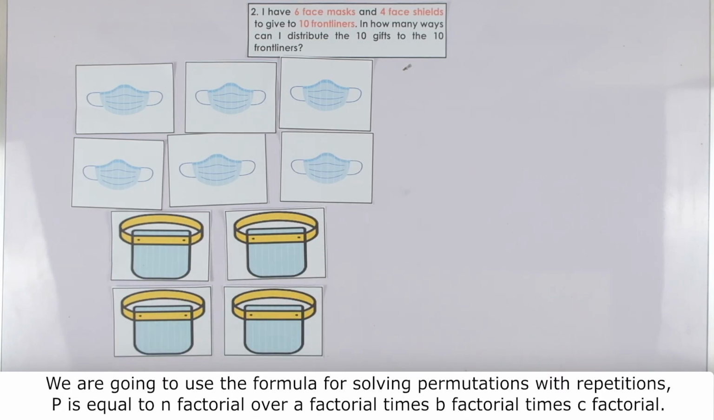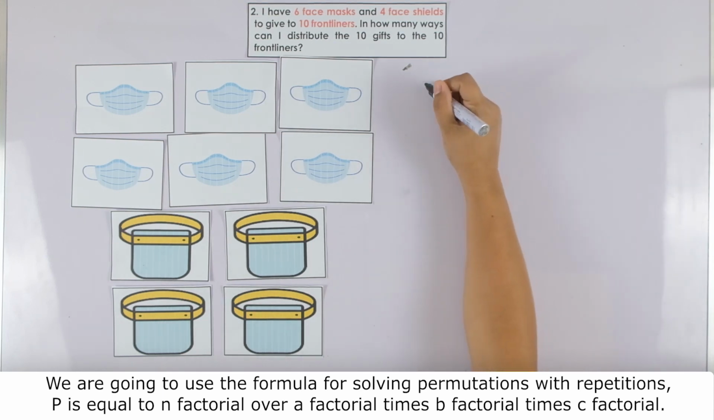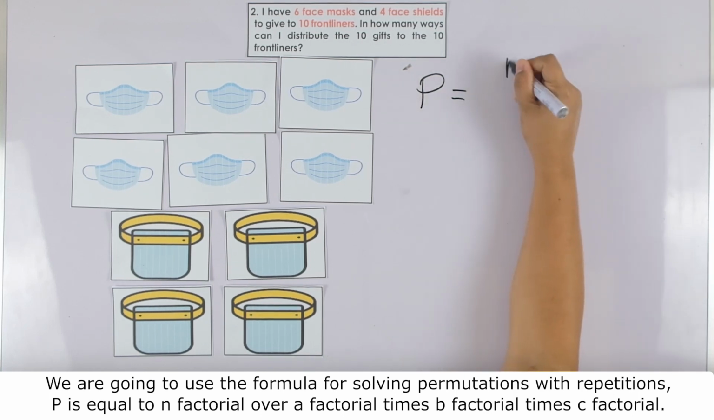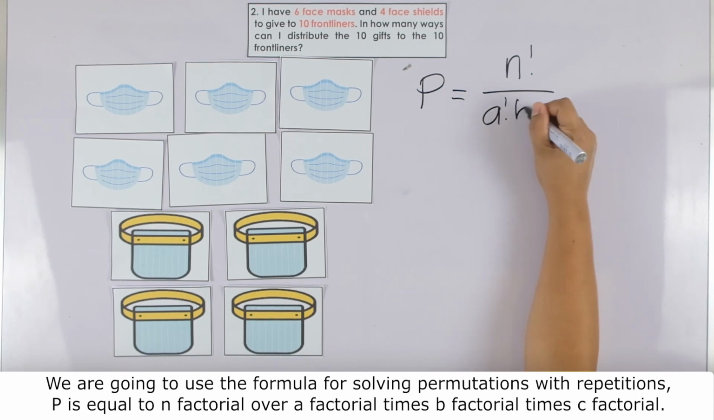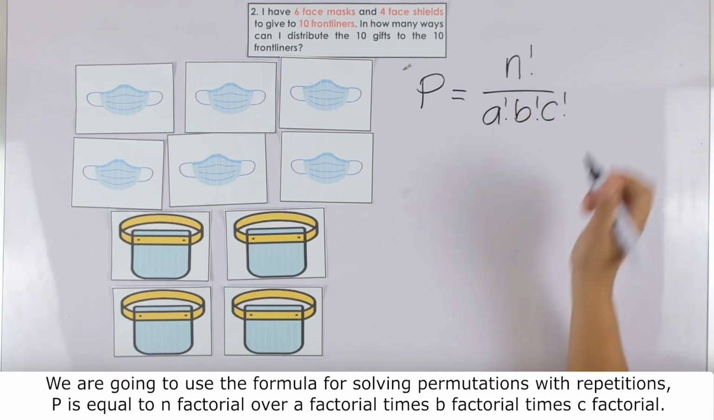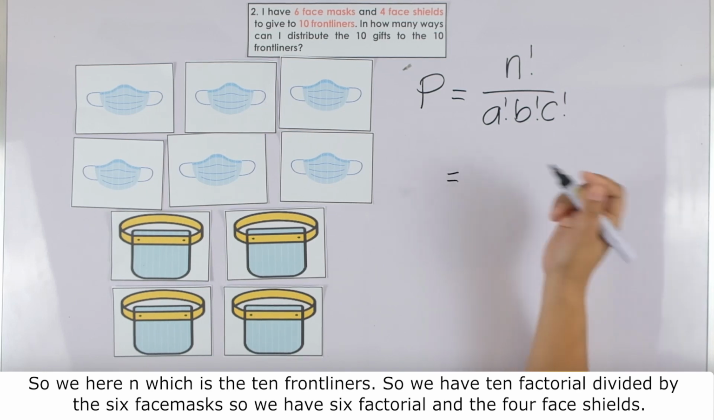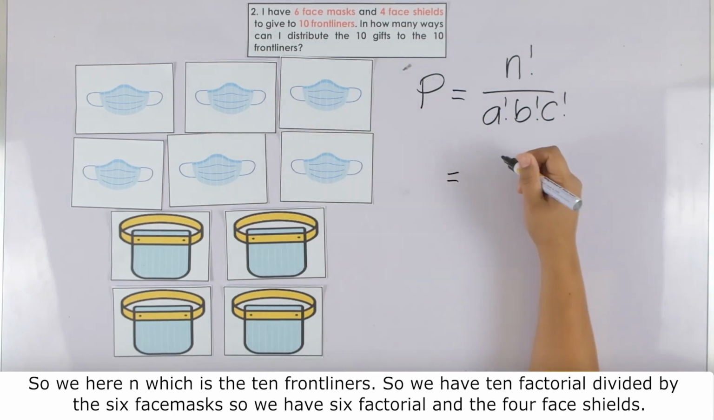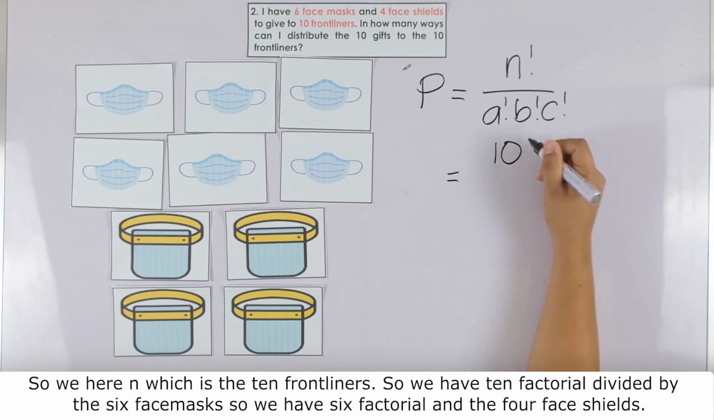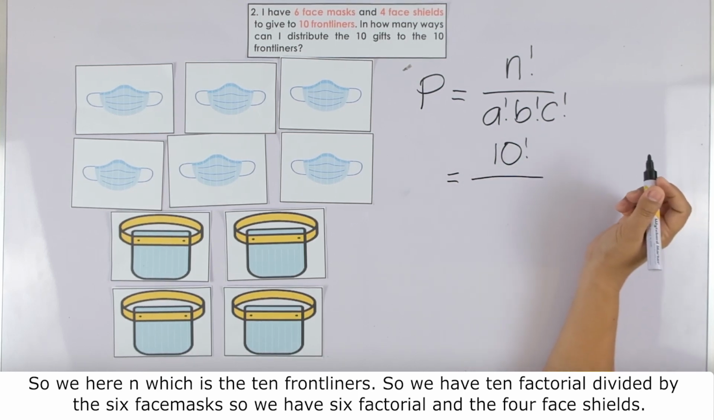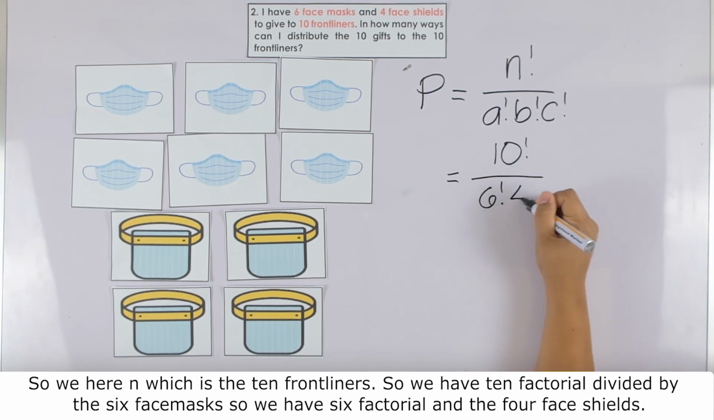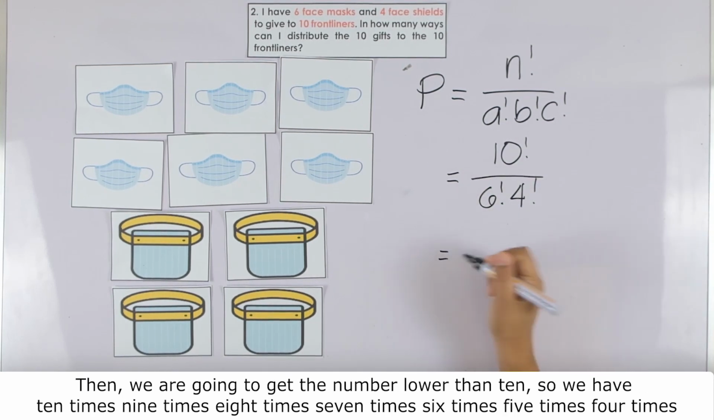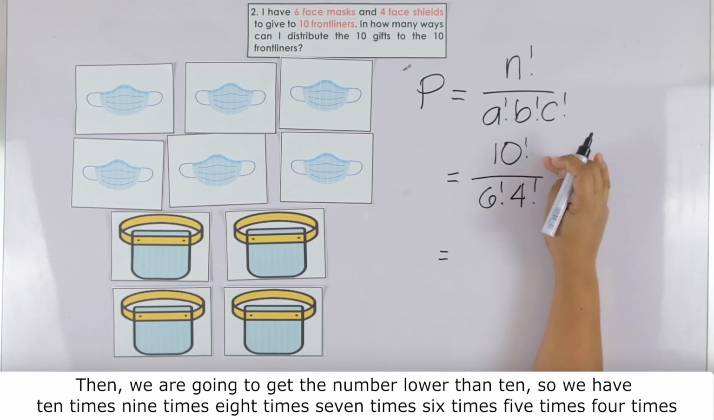We're going to use the formula for solving permutation with repetition. So we have P equals n factorial over A factorial times B factorial times C factorial. Here n is the 10 frontliners. So we have 10 factorial divided by the 6 factorial for the 6 face masks and 4 factorial for the 4 face shields. Then we're going to get the numbers lower than 10.